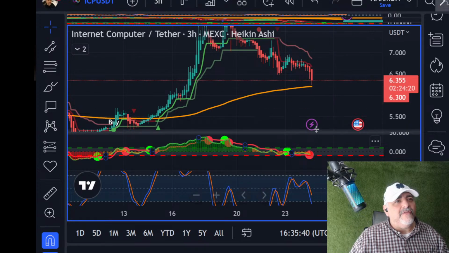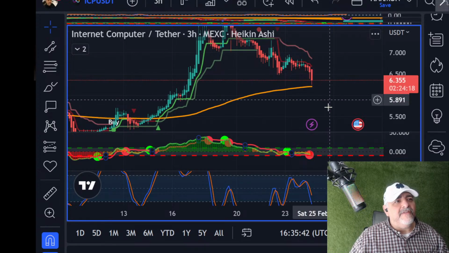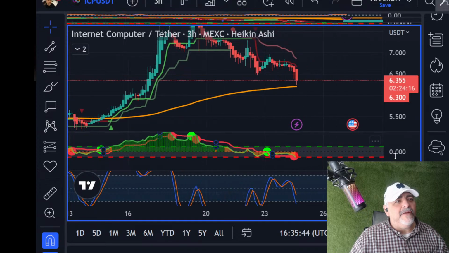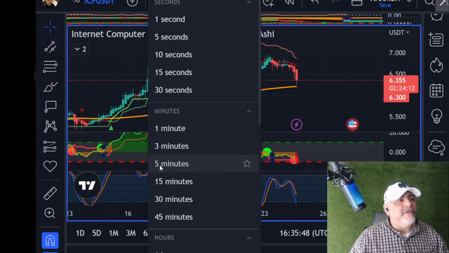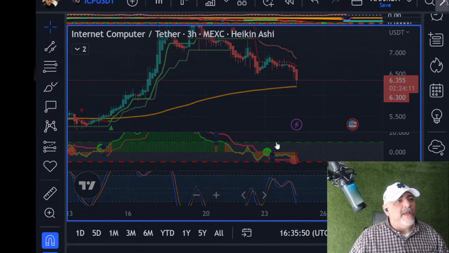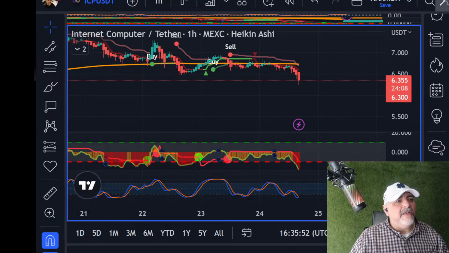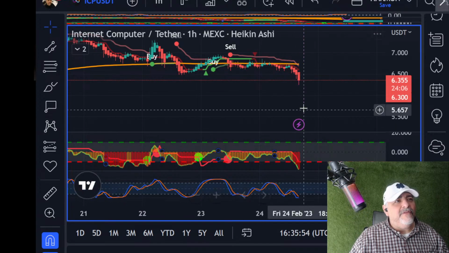$6.23. So $6.23 is the target, and we just got a red moon here, right? We just kicked into a red moon right here, so ICP is on a short. Let's look at the 1 hour, right? Is the 1 hour done yet? The 1 hour is flat, even though we've got those moves.